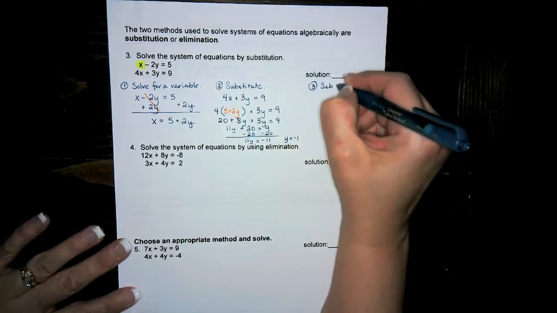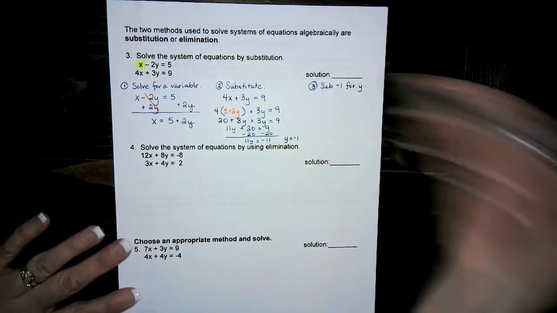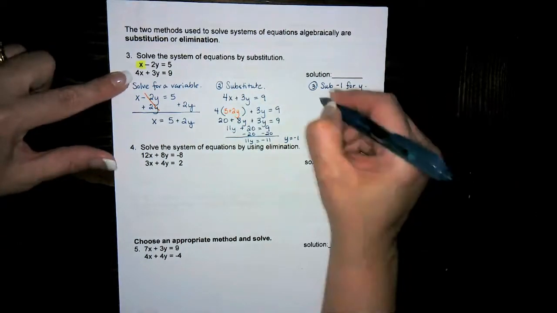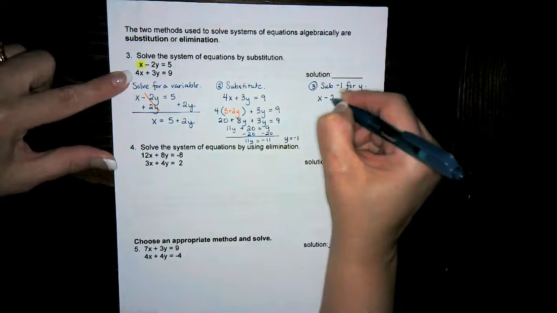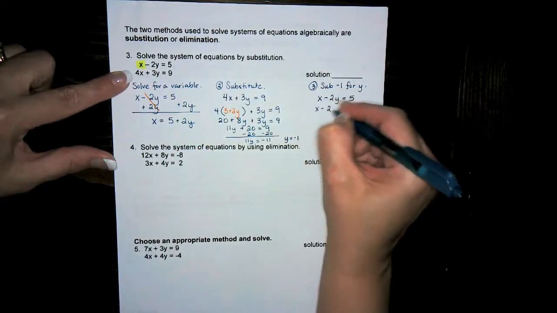So now we substitute again. So we're going to substitute negative 1 for y. And the good thing is you can choose either equation. Doesn't matter which one. I'm going to do that first one. I'm going to put in a negative 1 for y.